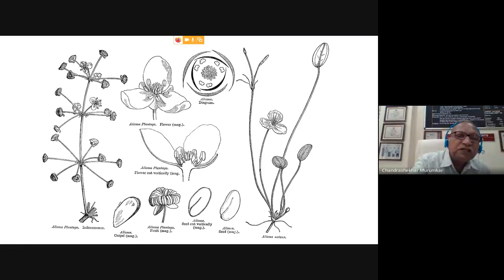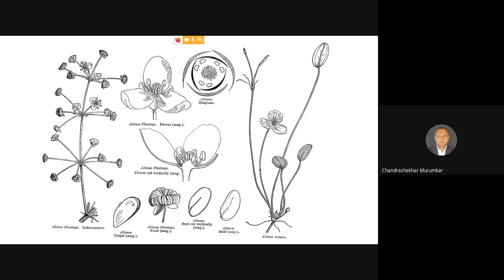And then at the center, you can see the free carpels. Similarly, at the center of the bottom, you can see the free carpels, which are developed into a fruit, where you can see the free carpels. So this is called an aggregate of achenes. In Alisma, we can find it is an aggregate of achenes.